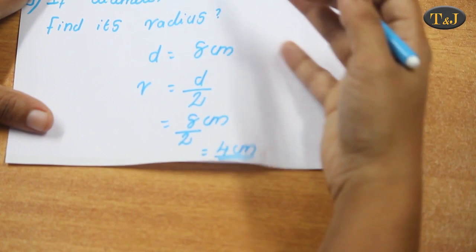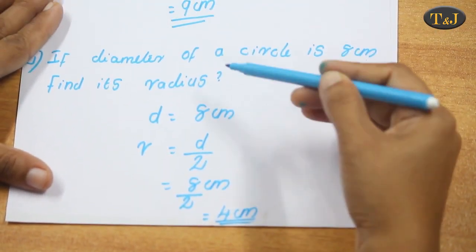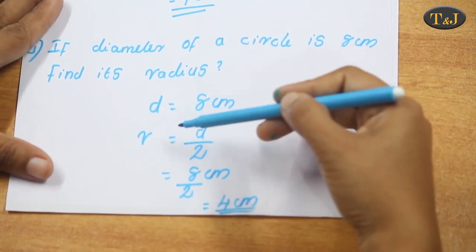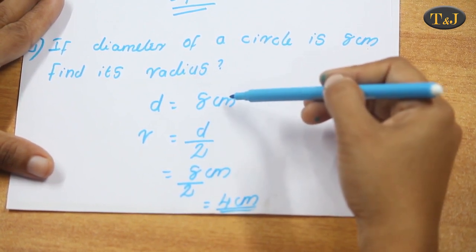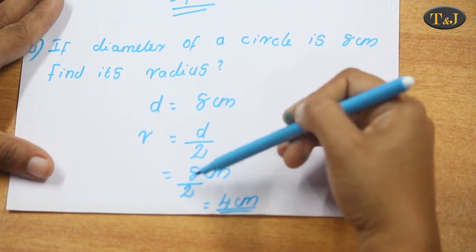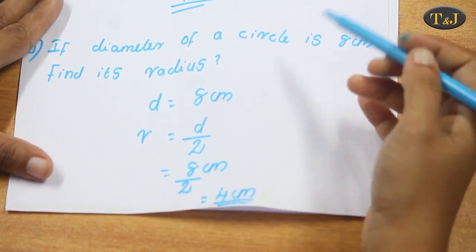In the question, given that the diameter equals 8 centimeter, find its radius. We know that radius equals diameter by 2. In the place of D, we substitute the value of 8 centimeter. So 8 by 2 equals 4 centimeter.